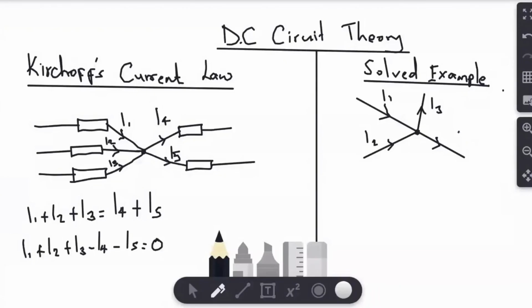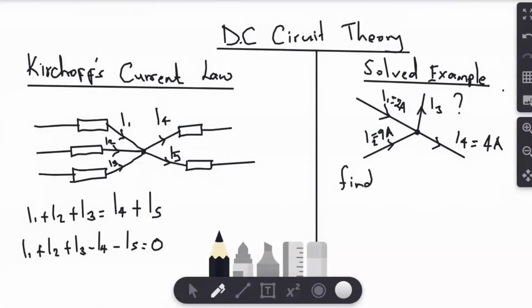I1 is equal to 2 amperes. I2 is equal to 9 amperes. I4 is equal to 4 amperes. And we are supposed to find I3. How do you think we will solve this? Of course, we are applying the Kirchoff's current law to find the solution.